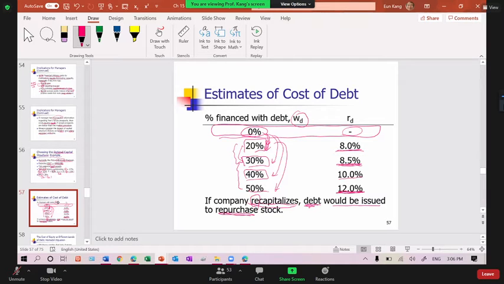That means you can make recapitalization fast by borrowing money and buy back stock. Then what? That will replace equity, right? So that is how to recapitalize fast. Okay? That you borrow money and buy back shares. Then you change your capital structure, right?